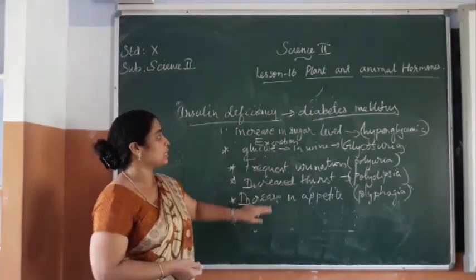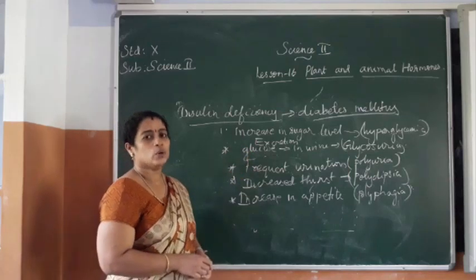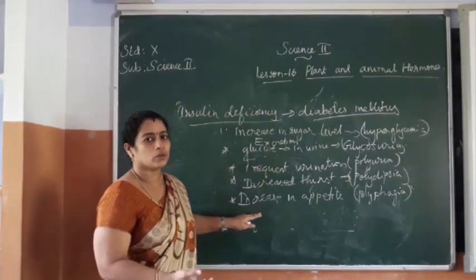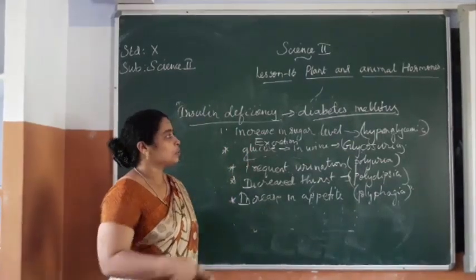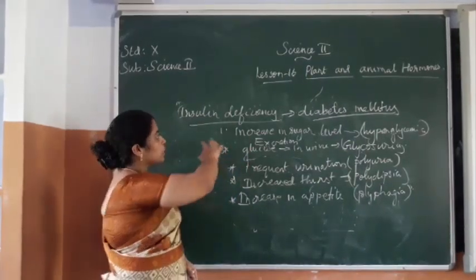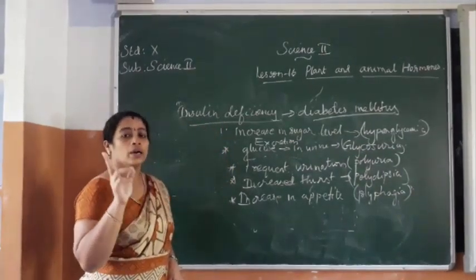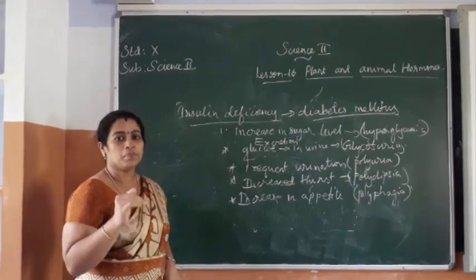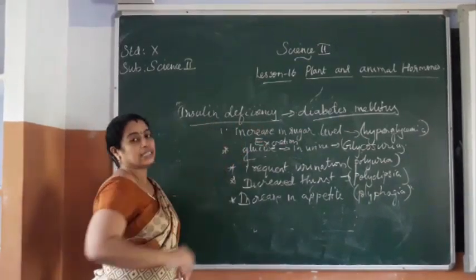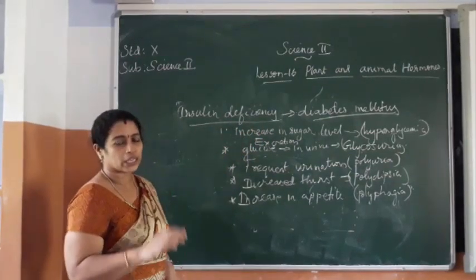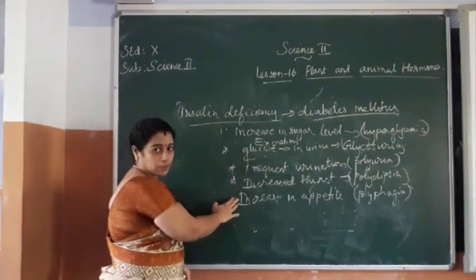So these are the different symptoms of insulin deficiency disorder, which are exhibited by a person with diabetes mellitus. Once again, listen, I am briefing it. Insulin and glucagon are the two hormones secreted by the pancreas. If there is insulin deficiency, what happens? It causes a disease called diabetes mellitus, and these are the symptoms of this disease.